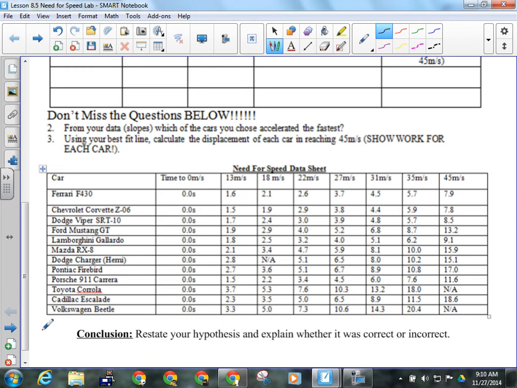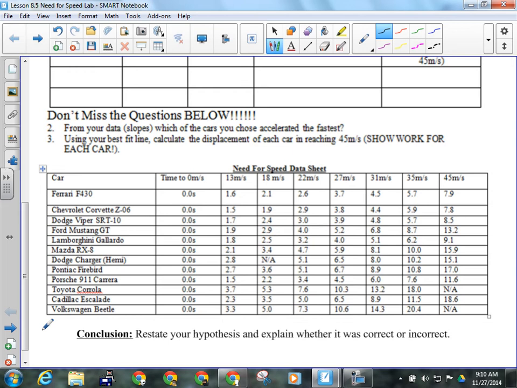Now, obviously, that's not the case for the Charger here, reaching 18 meters per second, because I just couldn't find data for that. Okay. But obviously, for the Corolla and the Beetle, they just didn't bother trying to get them that fast because they didn't have 2 weeks to do this. All right, so what we're looking for here, guys, are the variables.